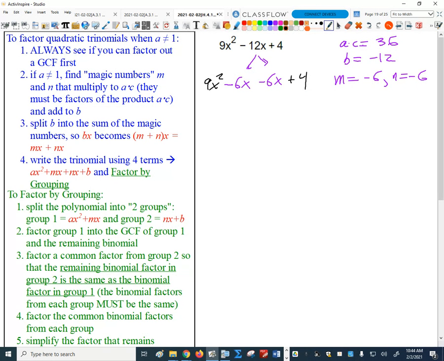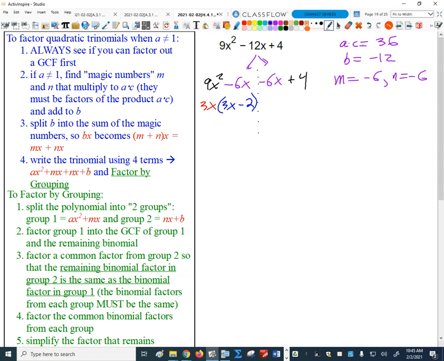How do you factor it by grouping? Well, we're just going to split this into two groups, two groups of 2. In the first group, we're going to factor out the greatest common factor. So what's the greatest common factor of 9x squared minus 6x? 3x. And that's going to leave us with what other binomial factor then? Would everybody agree it's going to be a 3x minus 2?